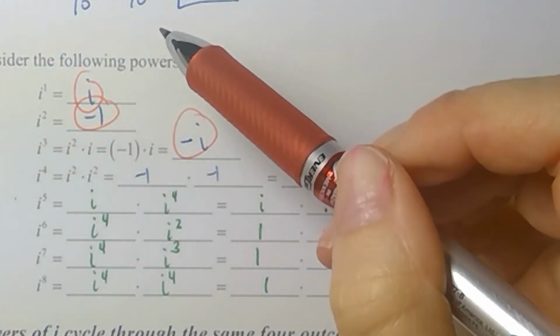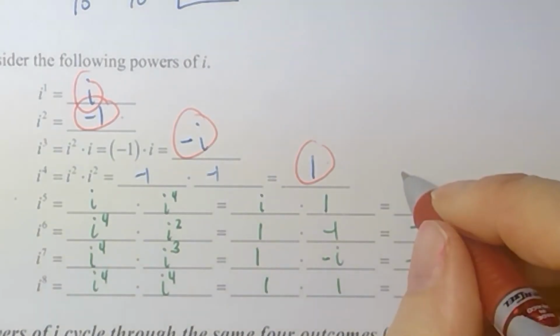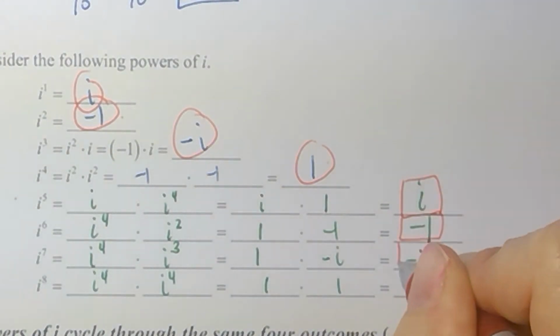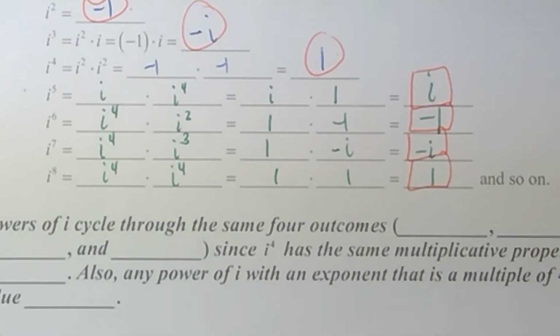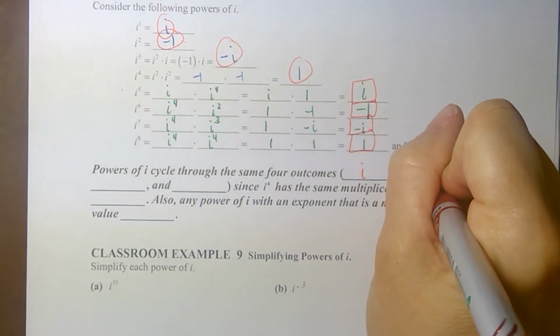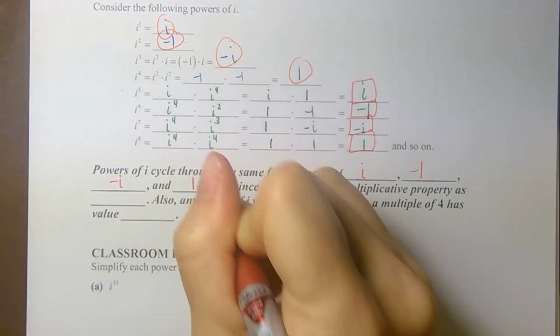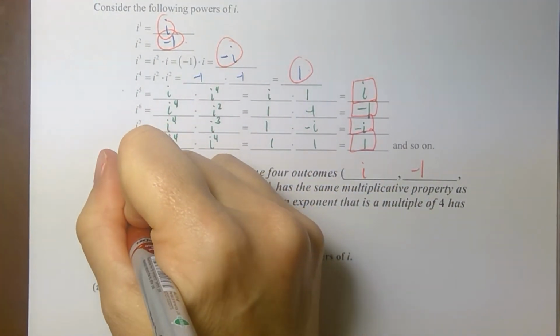Excuse me, there we go. I lost my negative 1. i, negative 1, negative i, 1. And then we do it again. i, negative 1, negative i, 1. And that's the pattern that is just going to keep repeating. Those are the only 4 possible values of i to any power. The powers of i are going to cycle through those same 4 outcomes: i, negative 1, negative i, 1. And since i to the fourth is 1, it has the same multiplicative power property as 1.